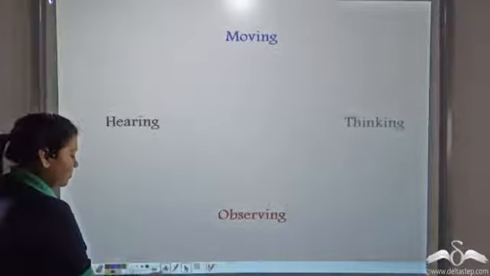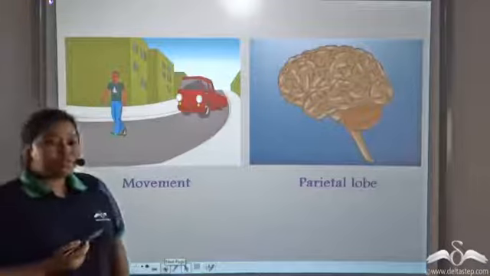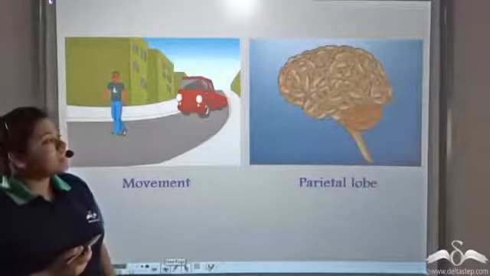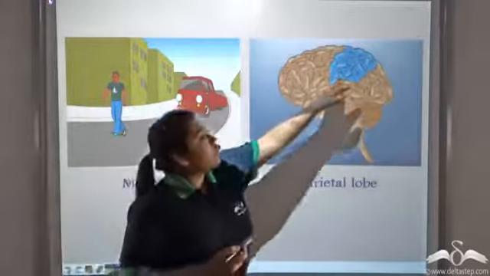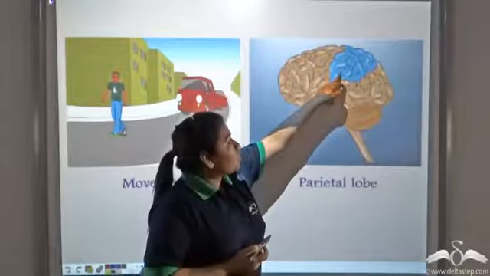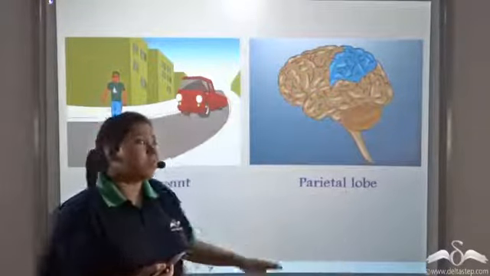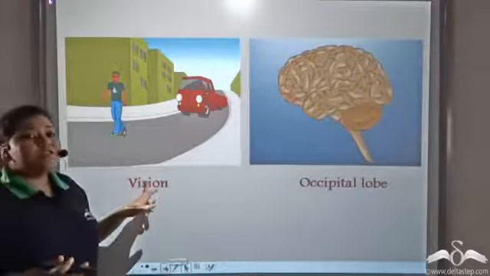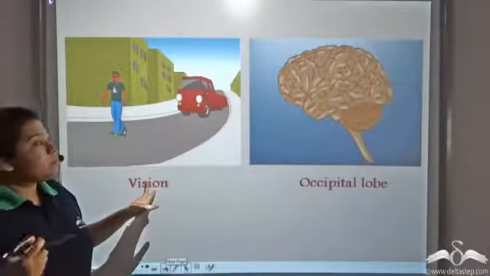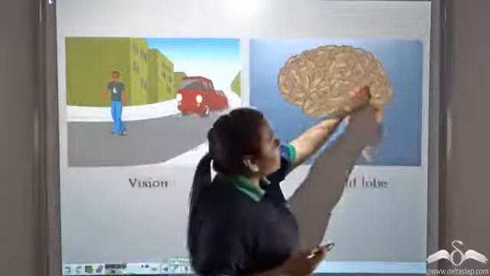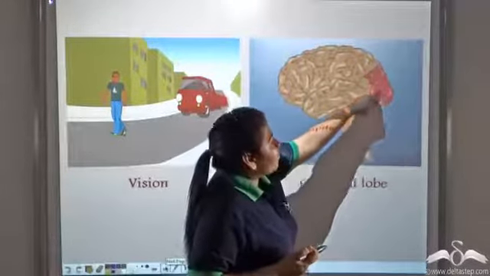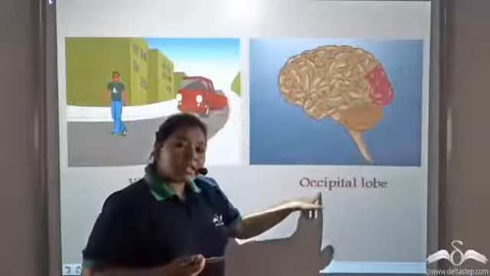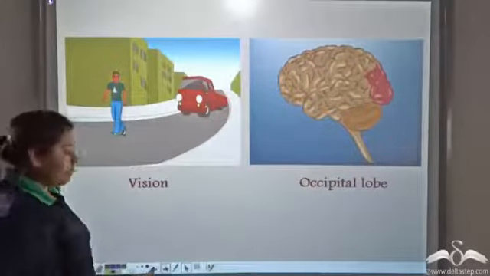Well, movement is associated by this lobe of the cerebrum, and it is known as the parietal lobe. Vision or visual impulses are processed in this hind part of the cerebrum, which is known as the occipital lobe.